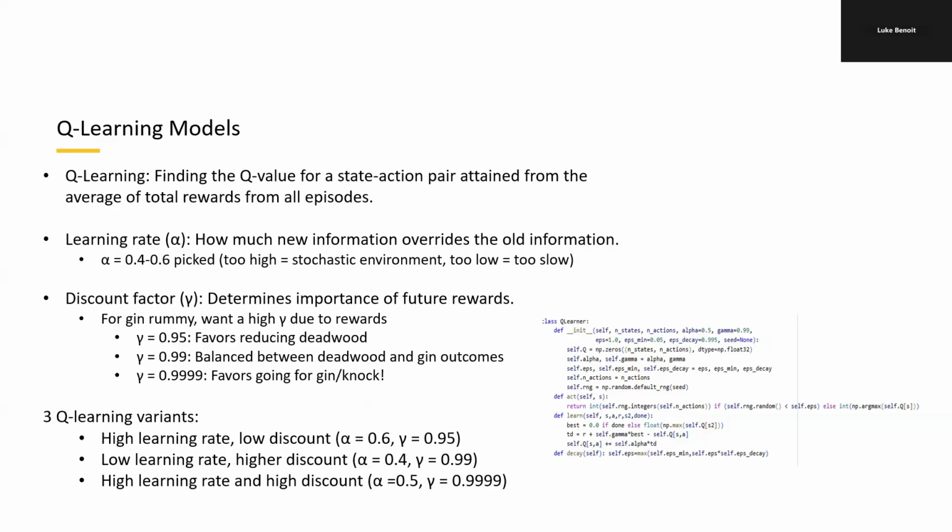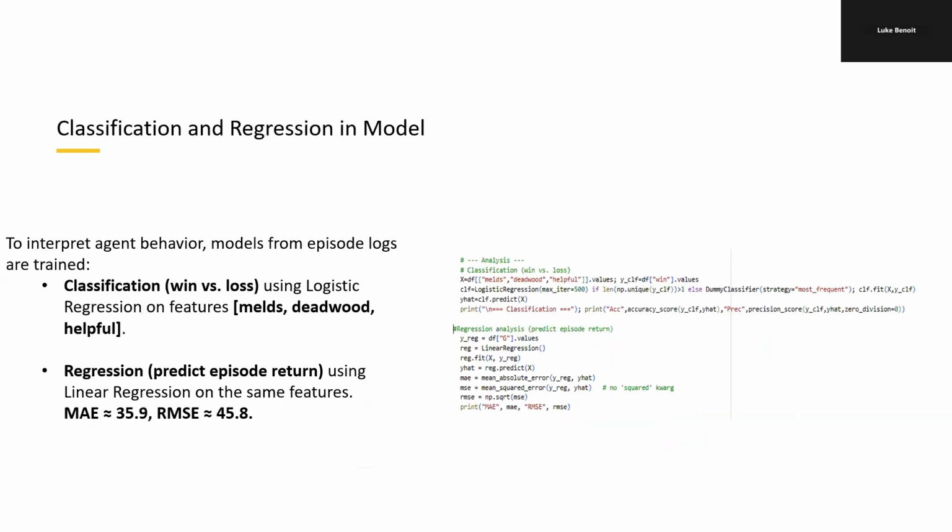And that's why we have a high learning rate and a low discount for one, a low learning rate and a higher discount for another. And then we have a high learning rate and a high discount to see what happens. The two models that I used for analyzing were classification and regression. So I did both. For the classification, it's really just seeing the win-loss percentage. That's what I was really curious about. And so that's the big advantage of that.